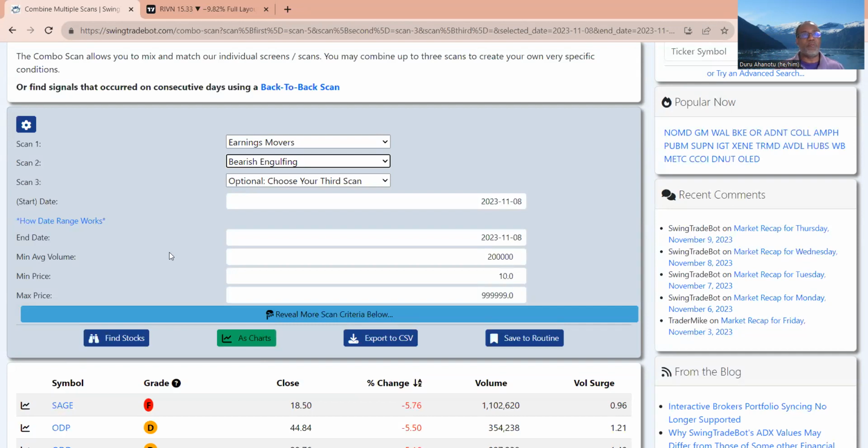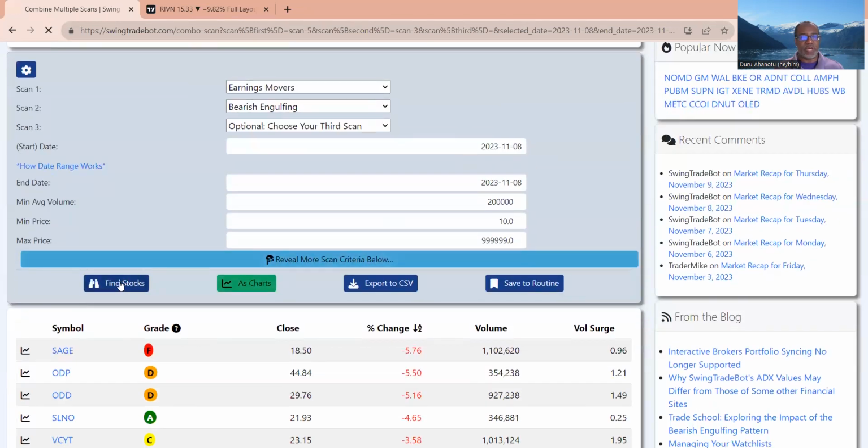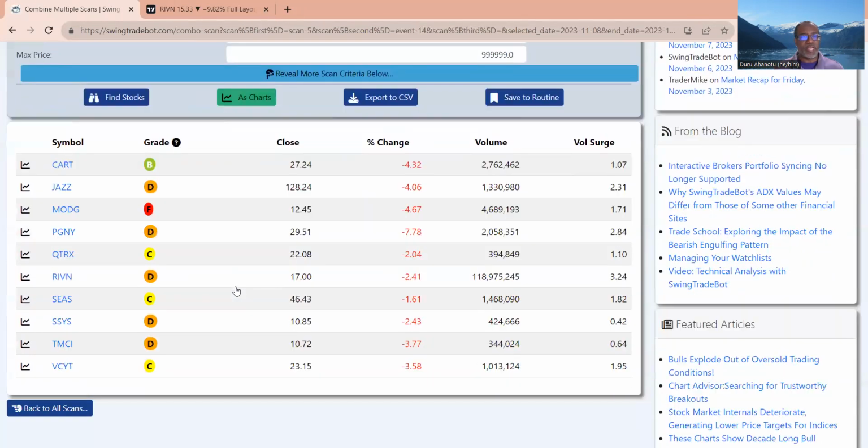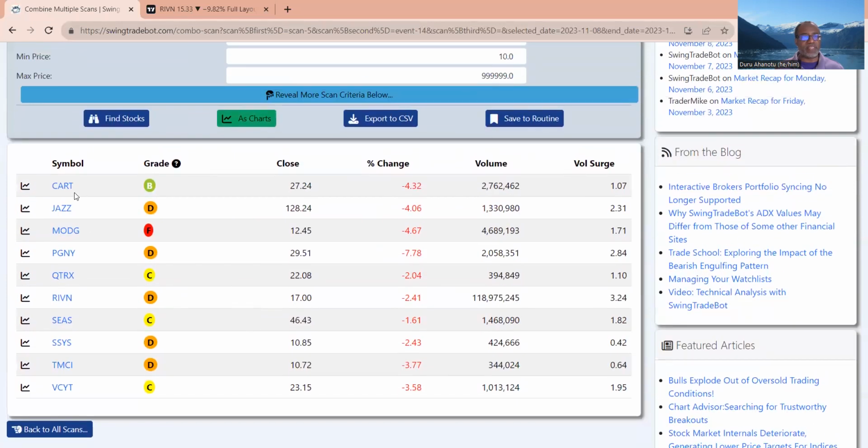So that's a pretty bad reversal for a stock. So if we have a stock that's an earnings mover and bearish engulfing, that is pretty bad trading action. So again, I'm choosing the November 8th, and let me do find stocks. And let's take a look. The list is very small, as you would expect, because this is a very powerfully bearish move.